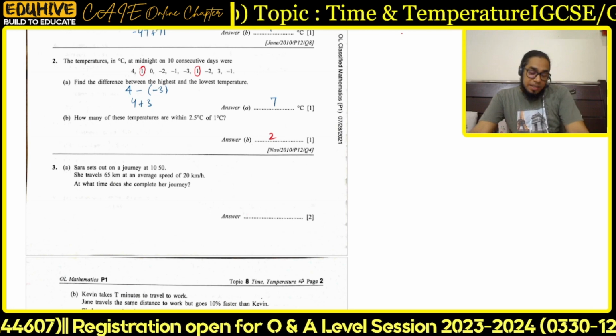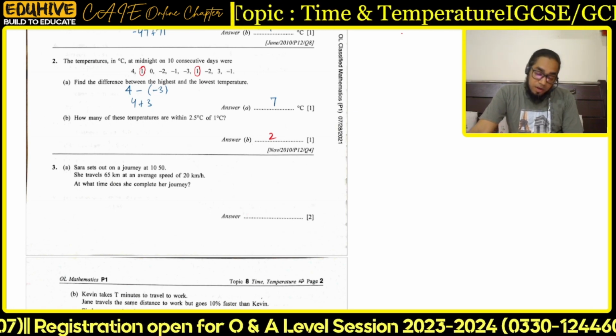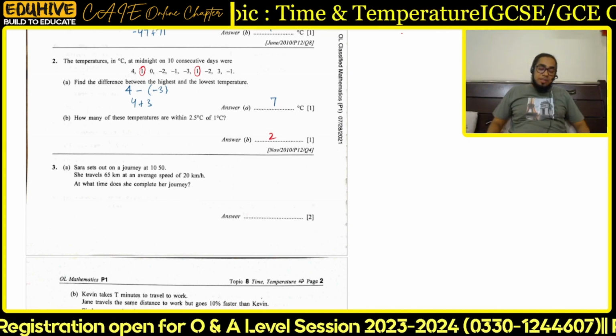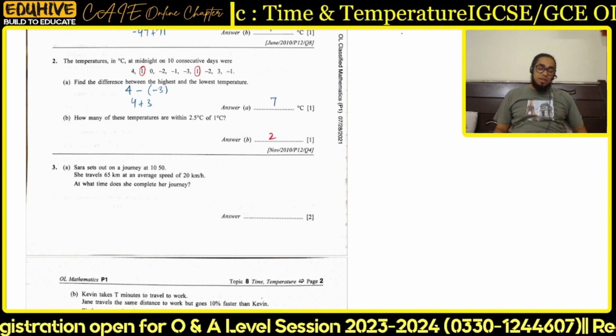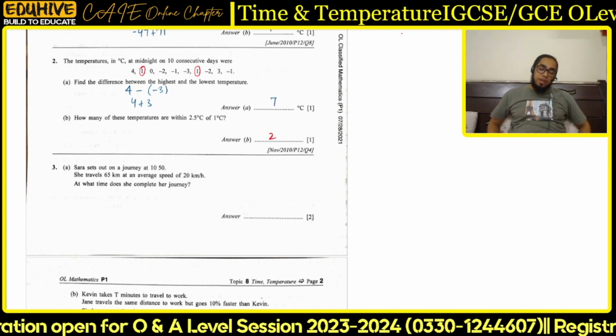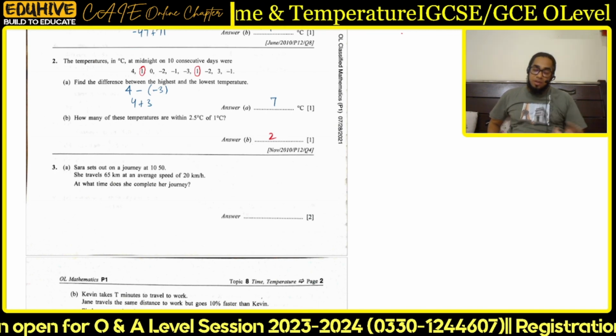Okay, Sarah sets out on a journey at 10:50. It means that she's going to start her journey at 10:50. She travels 65 kilometers at an average speed of 20 kilometers per hour. At what time does she stop her journey? Does she complete her journey?